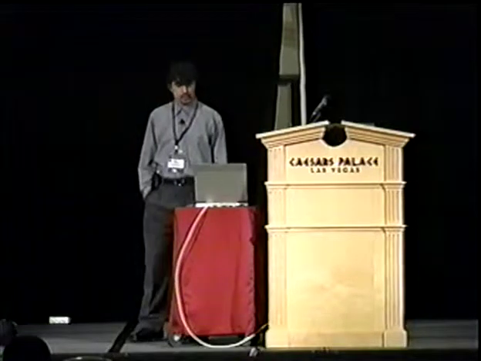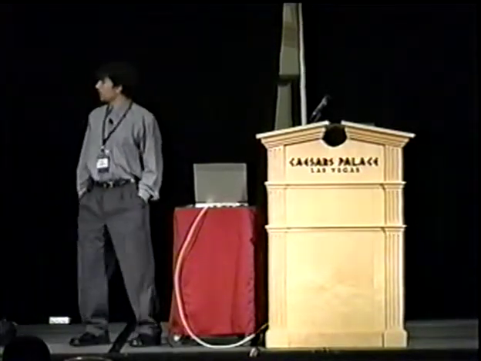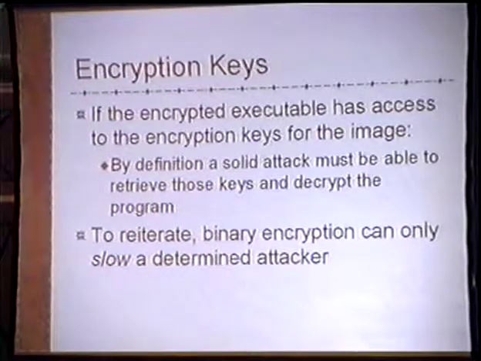I think I quickly touched on this before. If the encrypted executable has access to the encryption keys, then an attacker could potentially have access to those encryption keys too. So a solid attack would have to be able to retrieve those keys and then use them to decrypt the program. So once again, you can only really slow a determined attacker, but there's a lot that you can do to make their life really, really hard.